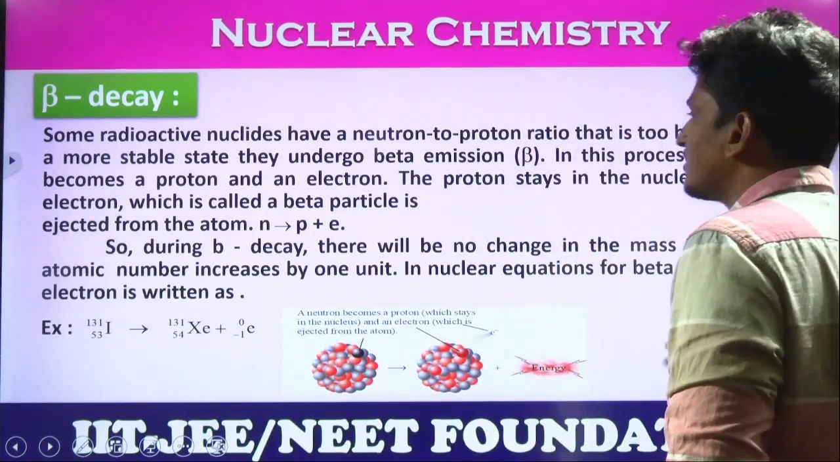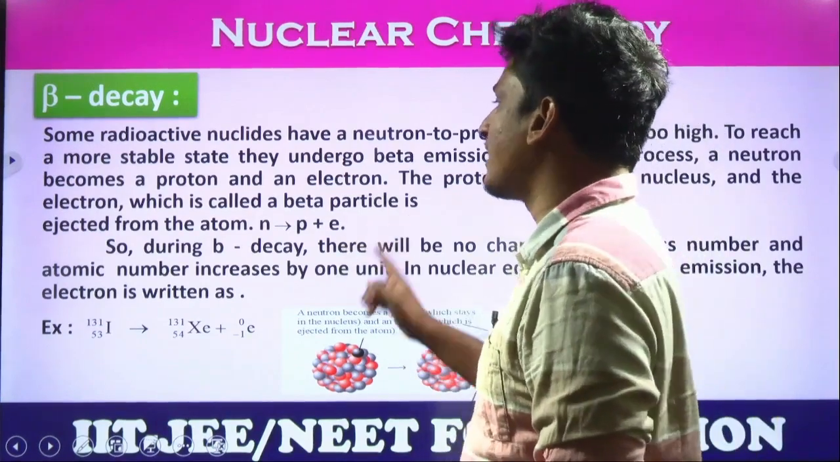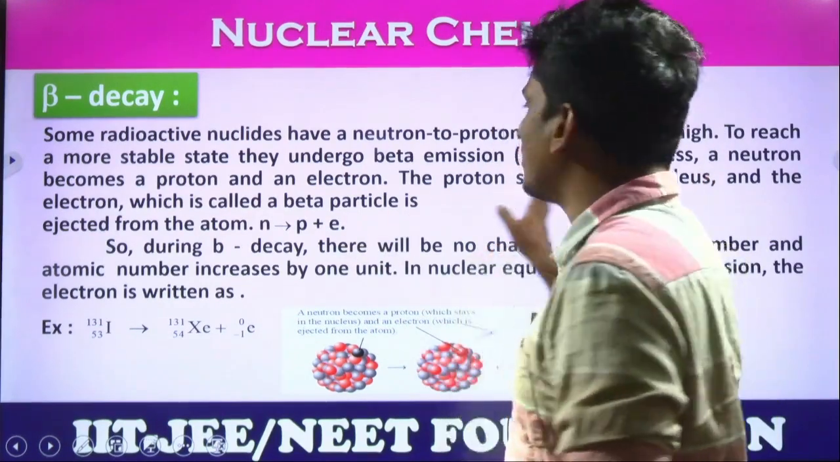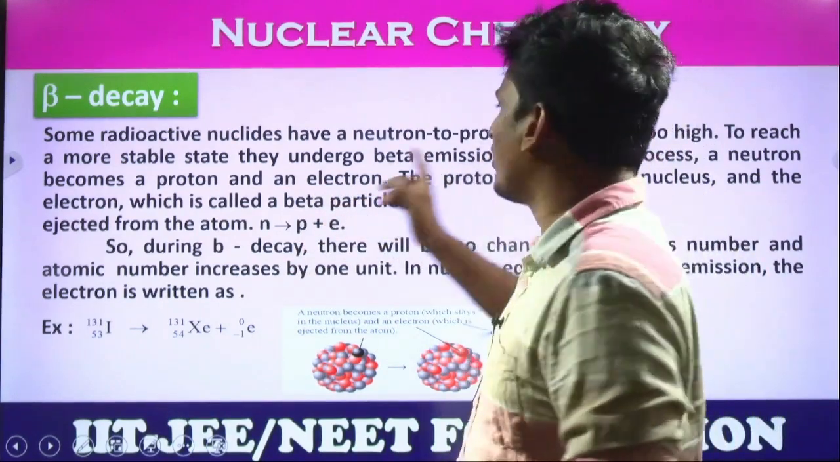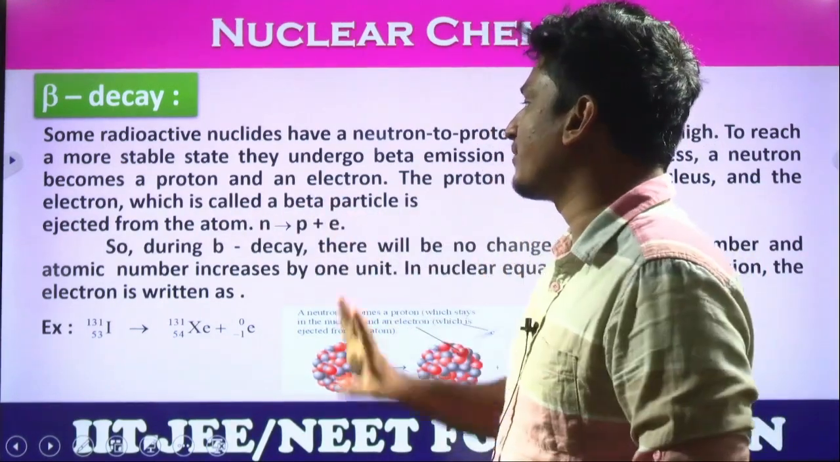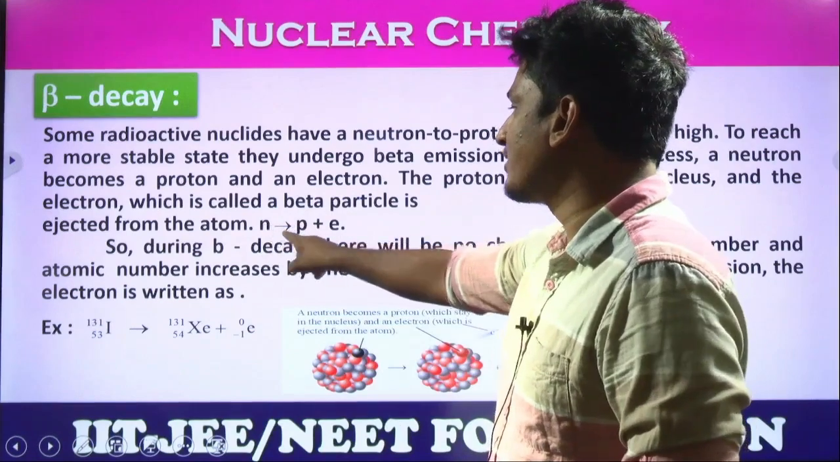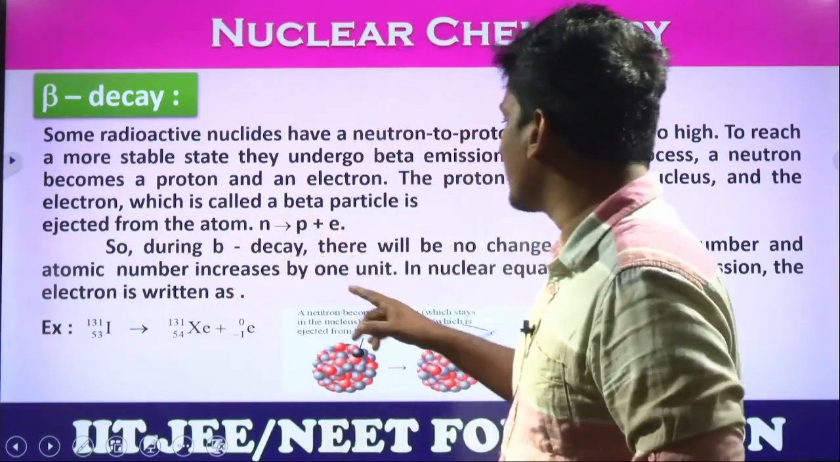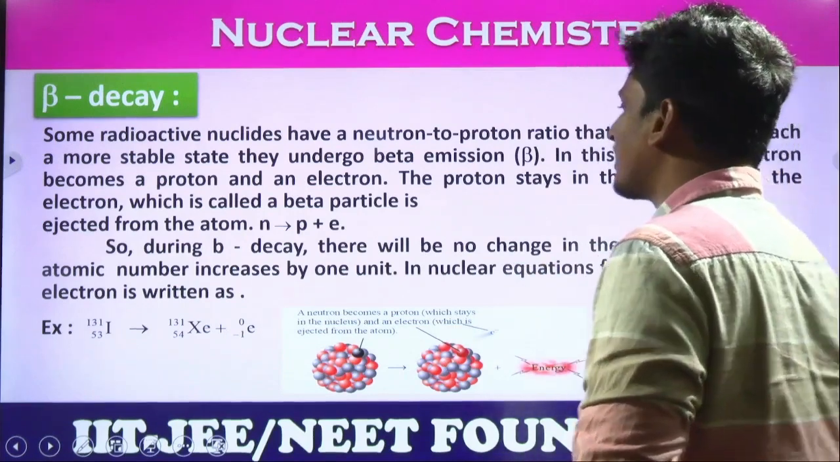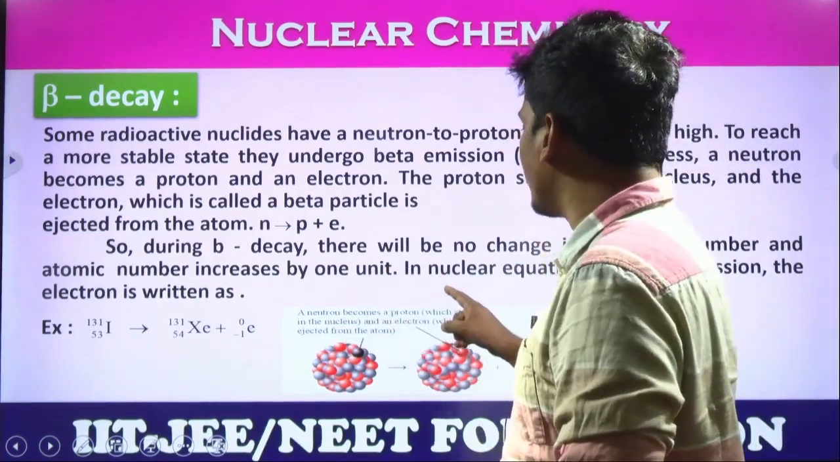In this process, a neutron becomes a proton and an electron. The proton stays in the nucleus, and the electron, which is called a beta particle, is ejected from the atom. Look here, neutron converts into proton plus electron. This proton remains and the electron is getting lost. During beta decay, there will be no change in the mass number. Atomic number increases by 1 unit.